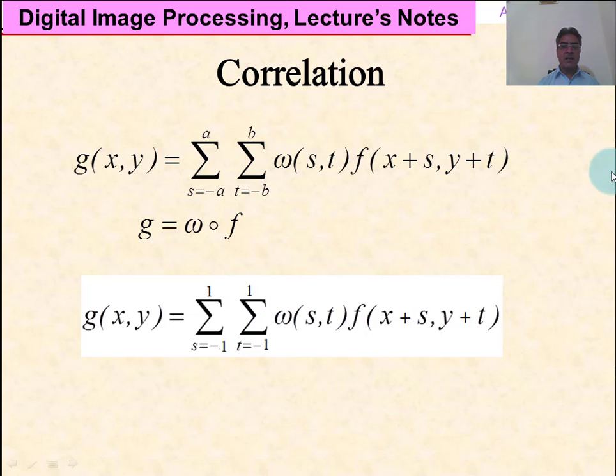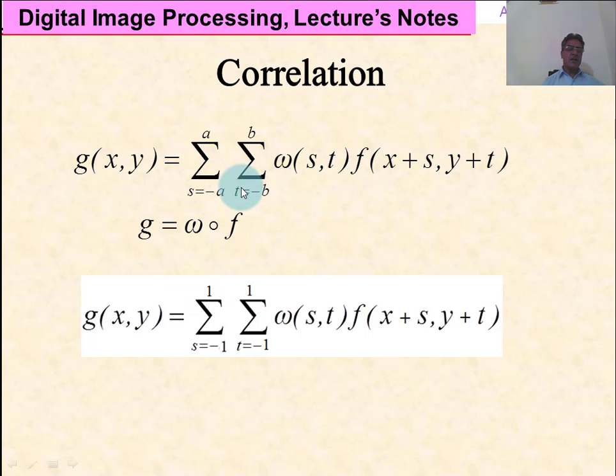Here we are adding: the coordinate value of the mask is added with the coordinate value of the input image, and the second coordinate value of the mask is added with the second coordinate value of the input image. The convolution operation is denoted with a small circle, and G is equal to W correlated with F.